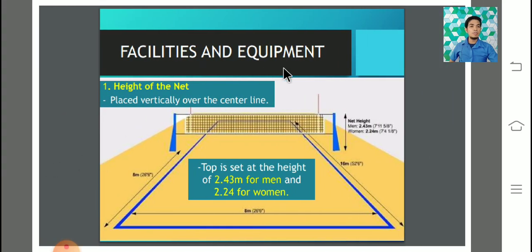Now, how about the height of the net? Yung taas naman ng net, okay, yung playing net, the standard is 2.43 meters for men and 2.24 for women. So magkaiba ang size ng net kapag lalaki ang naglaro at saka kapag babae ang naglaro. Okay? So ano yung size? 2.43 for men and 2.24 for women. Okay.